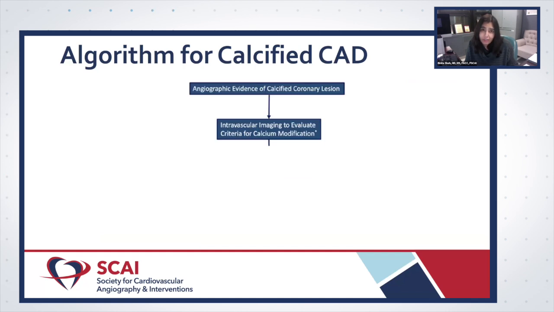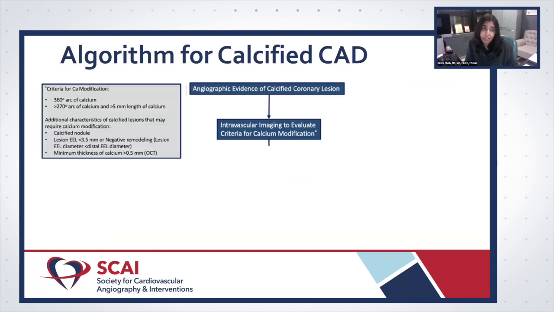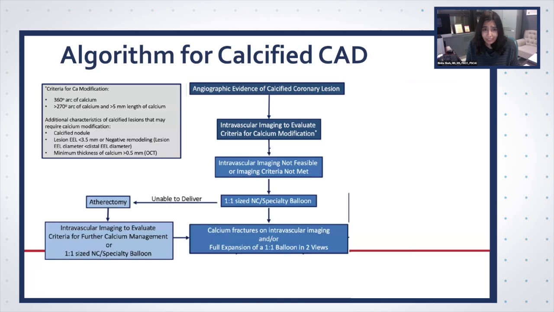If there's angiographic evidence of calcified lesions, then we ask people to go on to image these vessels to look for criteria of calcium modification. These criteria include arc, length, nodules, negative remodeling, and thickness of the calcium that we described. If imaging is not feasible or the imaging criteria are not met, we think it's okay to proceed with a non-compliant or specialty balloon, but if there's no chance that's going to be delivered, really just going on to atherectomy.